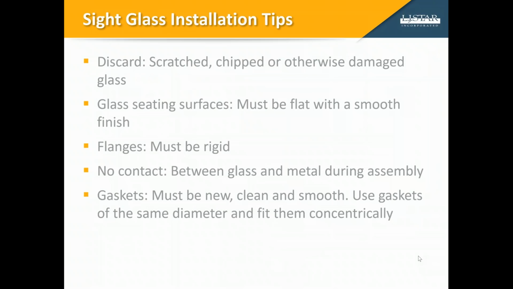Here are more installation tips. Never use glass that is scratched, chipped, or otherwise physically damaged. Glass seating surfaces must be flat within 0.005 with a smooth surface. Flanges must be rigid. Do not allow the glass to contact metal when assembling. Gaskets must be new, clean, and smooth. And use gaskets of the same diameter and be sure to keep them centered.